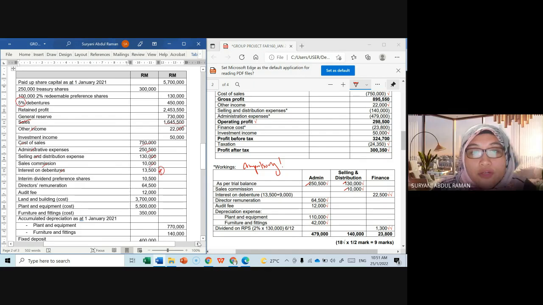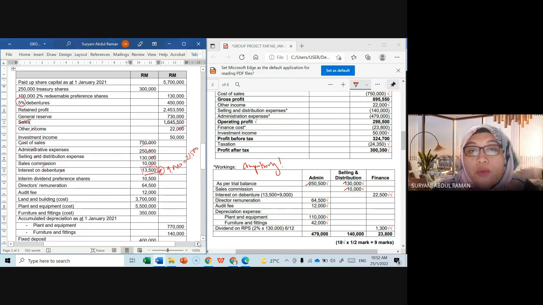Add. Very good. Add. Do you see why we have to add? Because the amount that you should record in SOPL just now is 22,500, right? But you only have 13,500. So just now your friend said to find how much more we need to include, we have to deduct. Good. We deduct, we get 9,000. So now my question is, what shall we do with the 9,000? We have to add. Why?